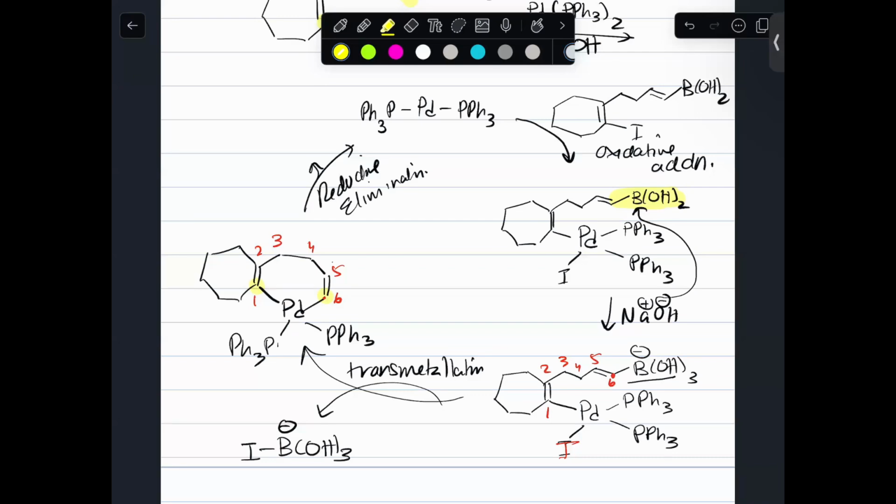So let me go ahead and draw that out. Oh, excuse me. I'll draw out my 7-membered ring first, and then I'll draw out my 6-membered ring. And so again, you see the new bond being formed, carbon-1 and carbon-6.